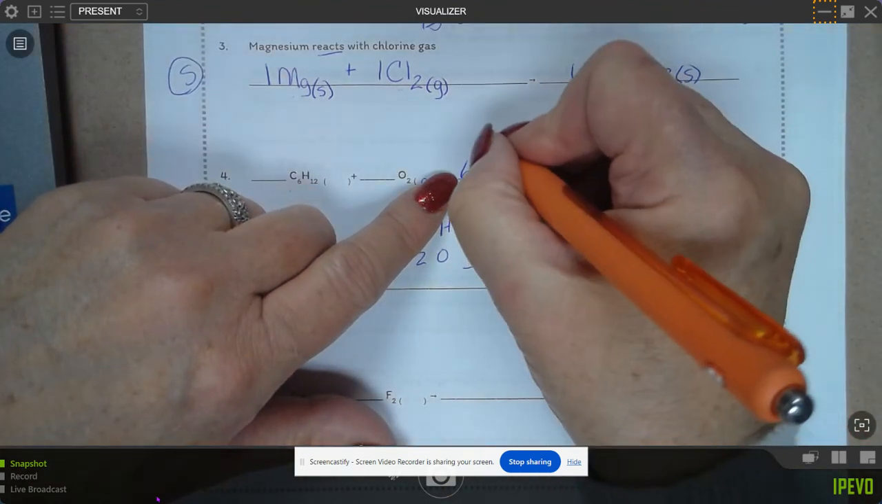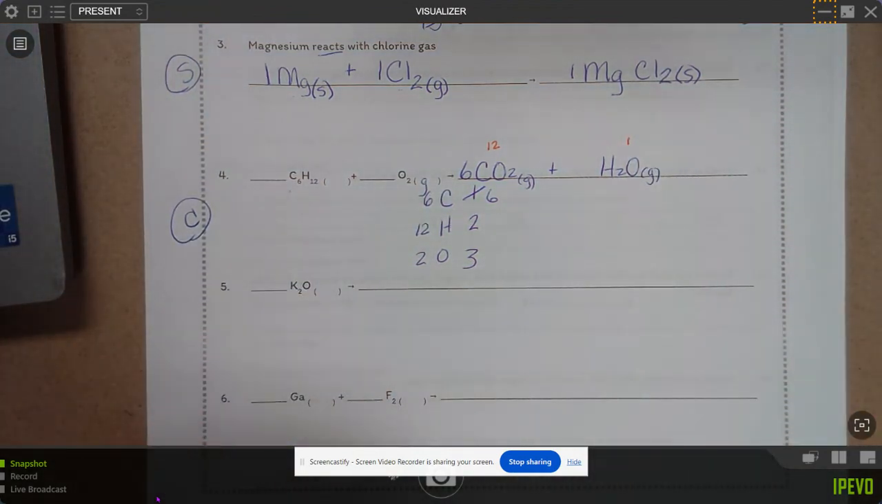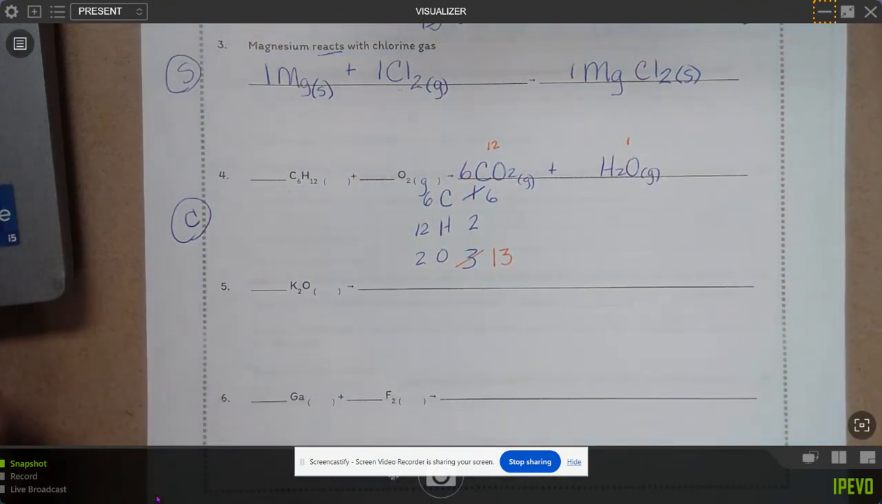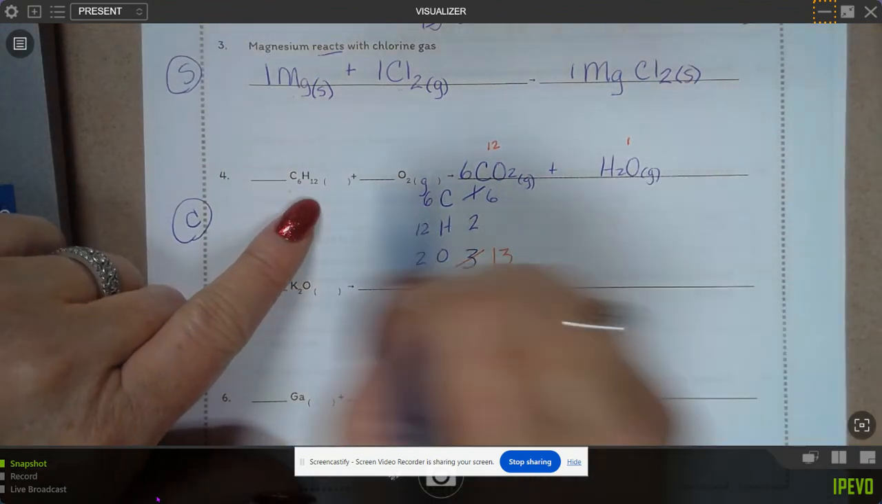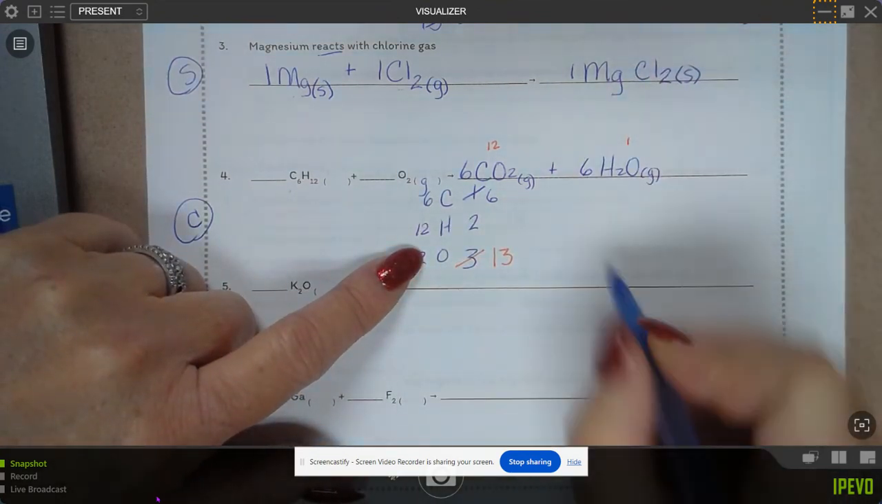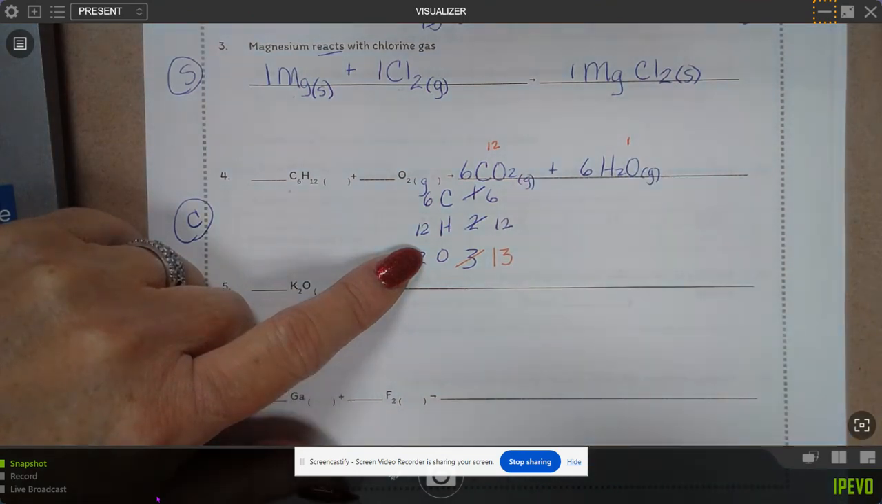I have 6 carbon. Now let's do our tally of our oxygen. 6 times 2 is 12 over here, 1 over here. So I have 13 oxygen right now. All right, let's balance our hydrogen. We have 12 hydrogen on this side. So if I put a 6 here, 6 times 2 is 12.